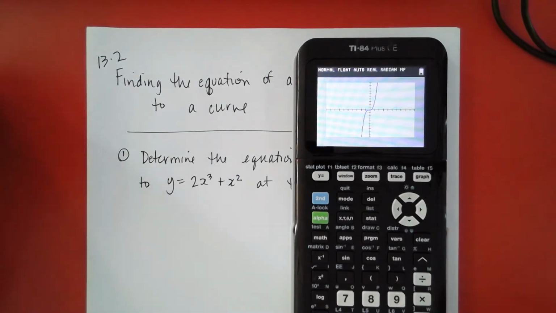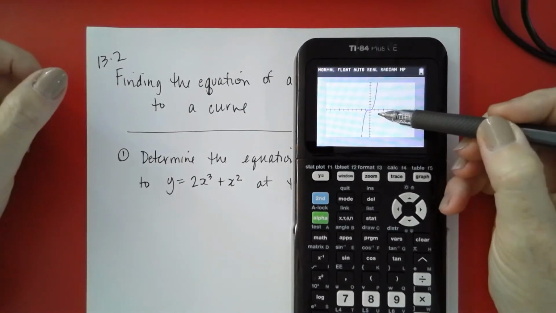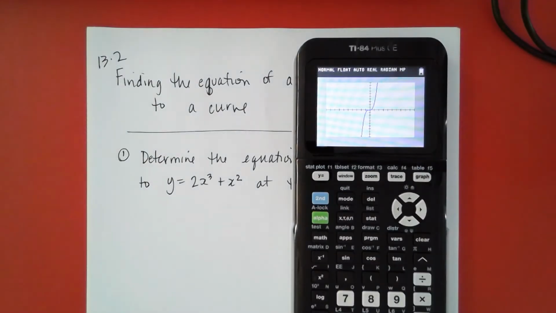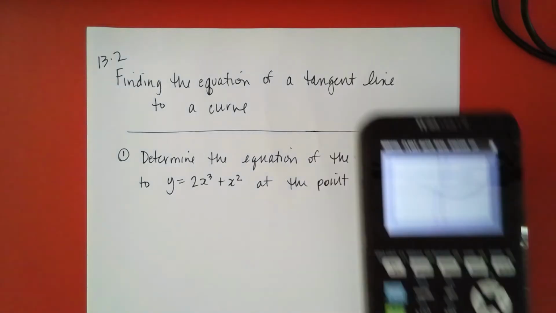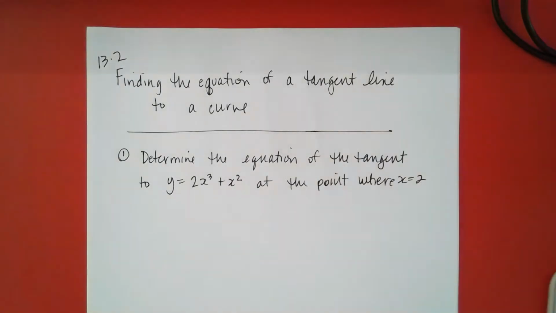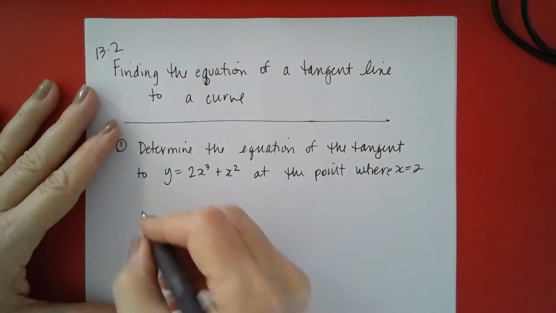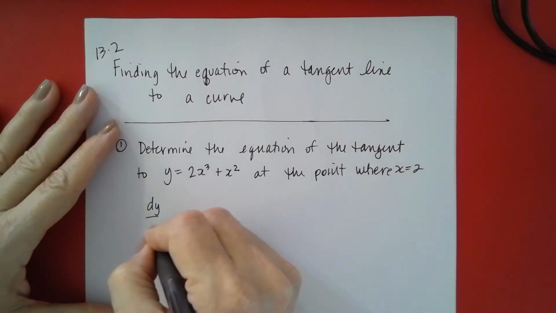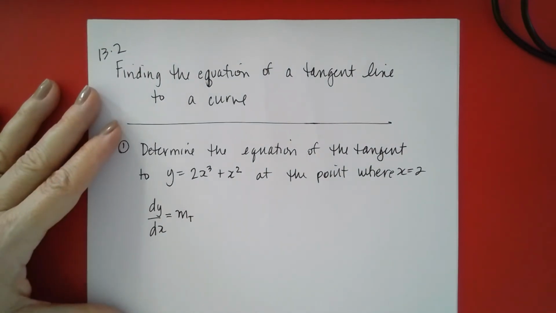Now I'm finding it at the point where x equals 2. There's 2. So what do you think my gradient's going to look like? Super steep, so a big gradient. So the first thing I do when they ask me to find the tangent is remember that the derivative is the gradient of the tangent.